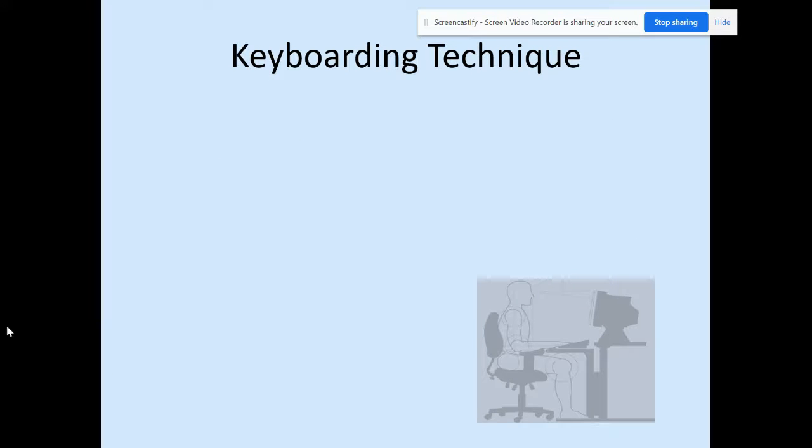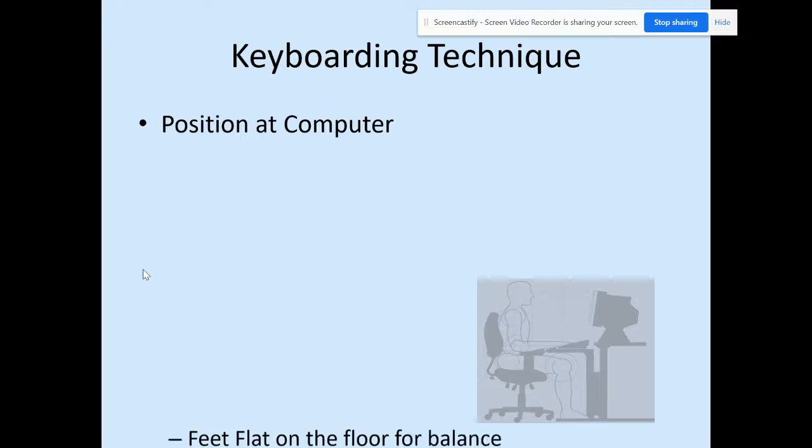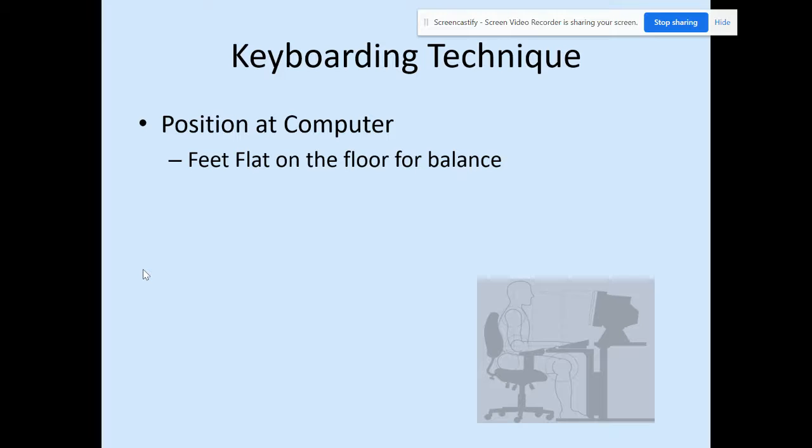Let's talk about keyboarding technique, and we have an image right down here. We briefly talked about the mouse yesterday and how to properly hold the mouse. We're going to continue. So when we are sitting at our desktop or even our laptop, we should have our feet flat on the floor for balance. We don't have legs crossed, ankles crossed. They're both on the floor.